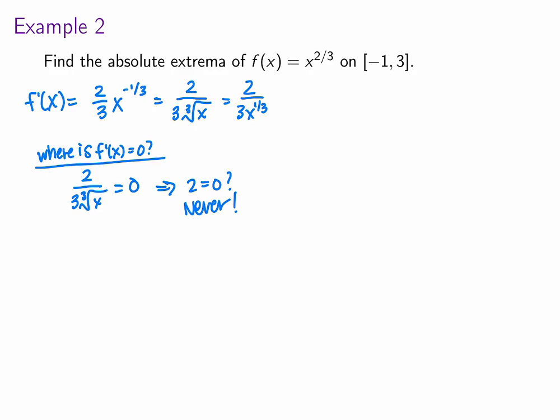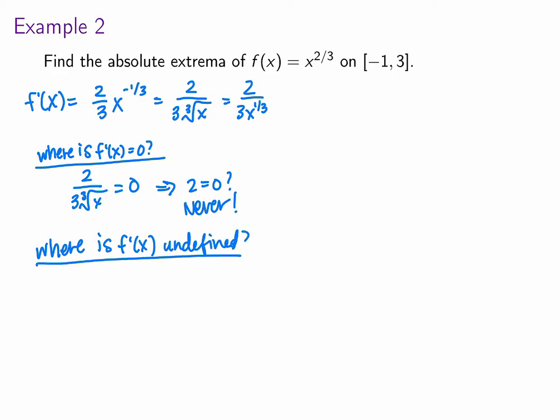And we could have actually seen that from the beginning when we were looking at our derivative. We have a constant on top of our fraction. If you have a fraction where the top is a number, then that fraction is never going to be able to equal 0, because you always have some part of that whole. So this is never equal to 0. Where is f prime of x undefined?